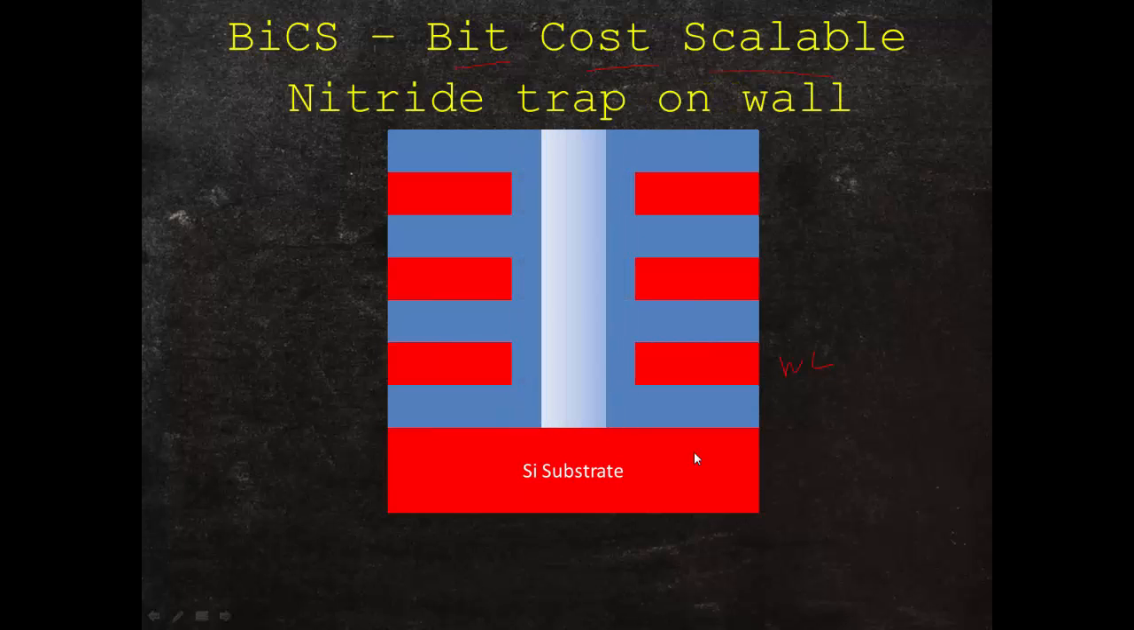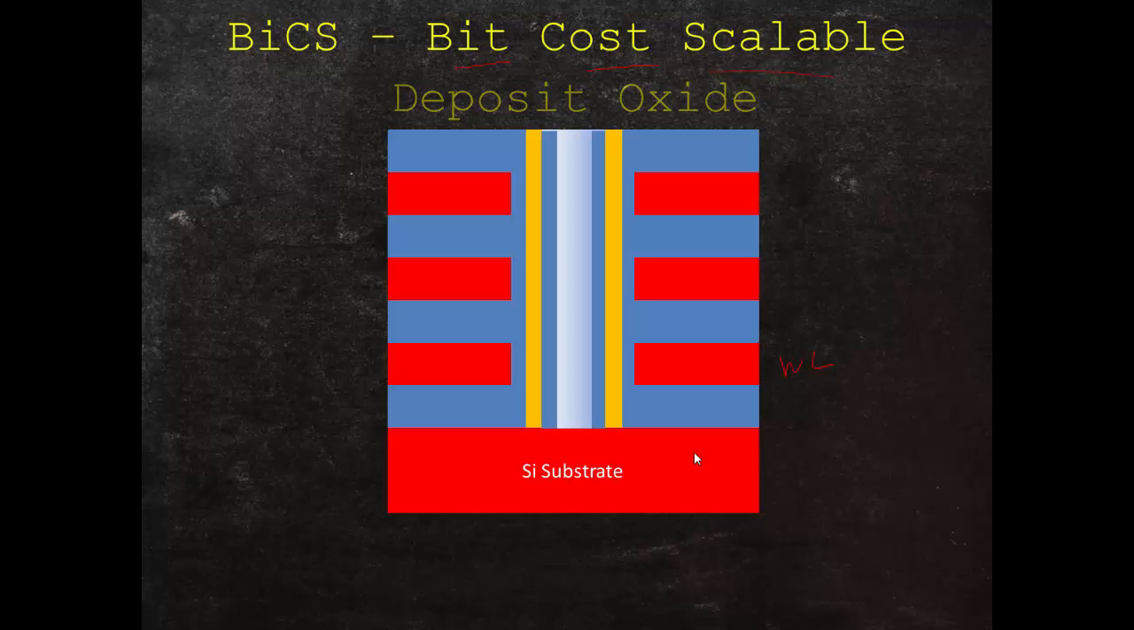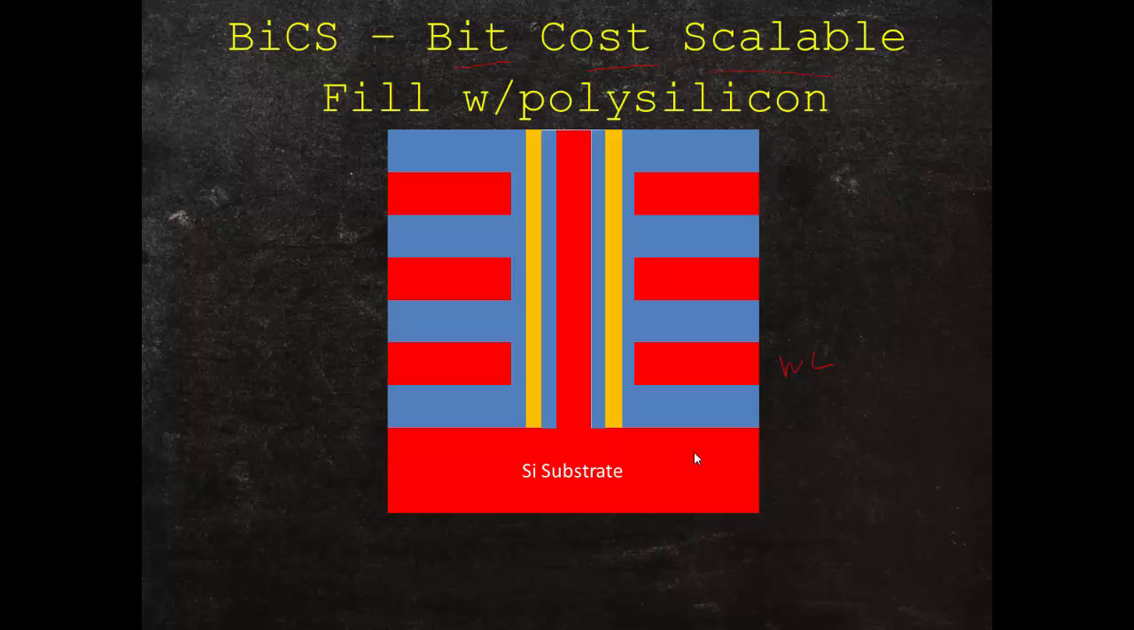The next step is to have silicon nitride trap deposited on the wall, and that acts as the floating gate. Next, a layer of oxide is then deposited onto the silicon nitride to form the tunnel dielectric. Now note, this is 3 consecutive tubes that we have in this structure. So finally, the central hole is filled with polysilicon, and that helps produce one branch of the U-shaped structure of this BiCS design.